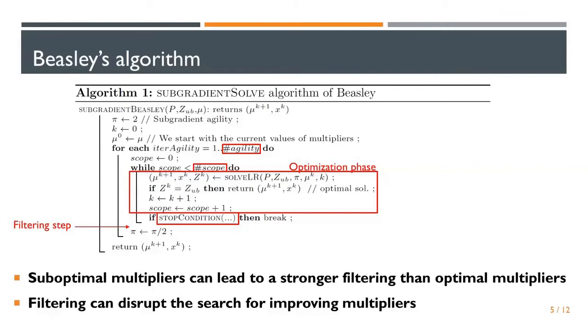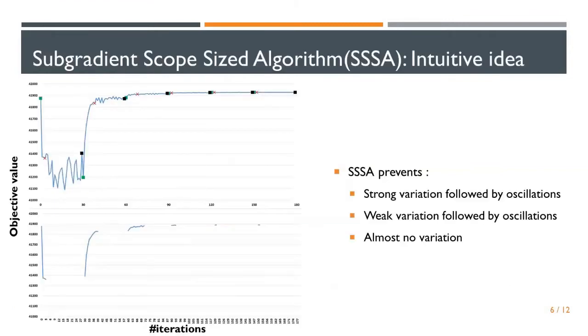To understand this difficulty, Cellmann made two important observations about the relationship between the Lagrangian relaxation and the filtering algorithms. Suboptimal multipliers can lead to a stronger filtering than optimal multipliers, and the filtering can disrupt the search for improving multipliers. Now, I will introduce the idea of the subgradient scope size algorithm.